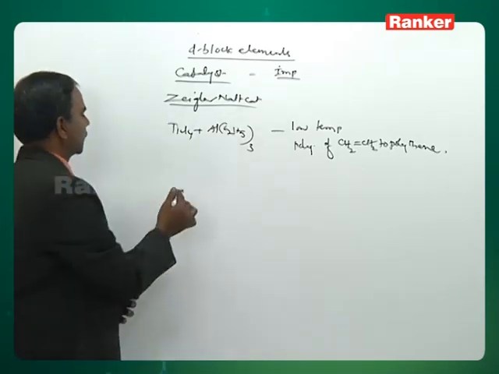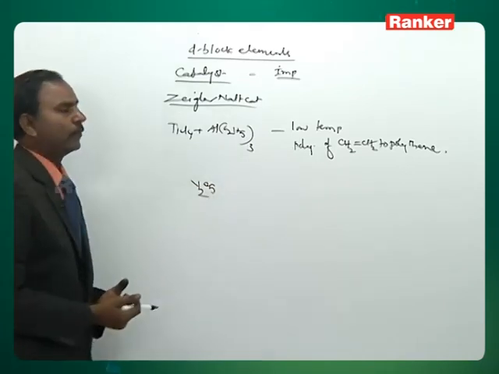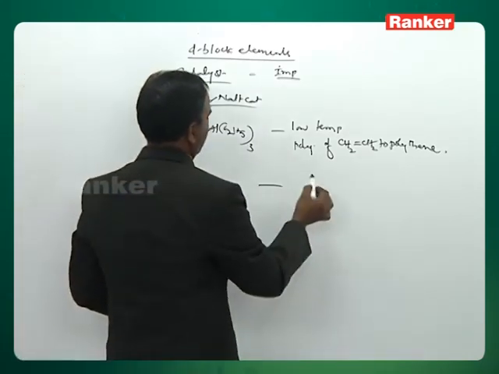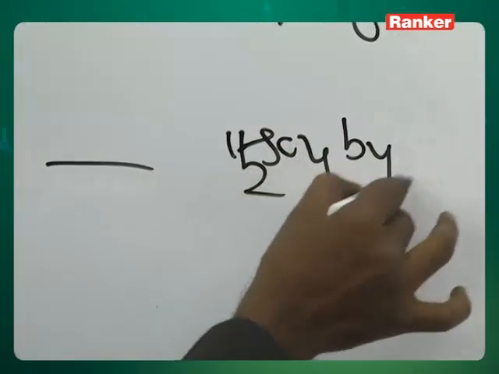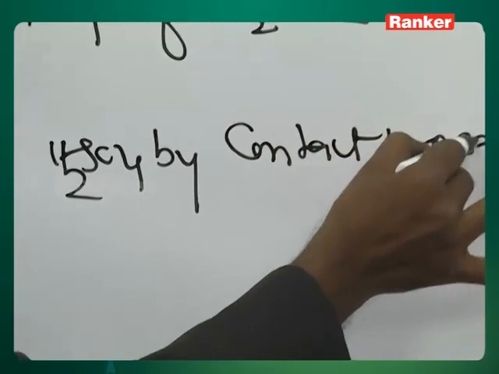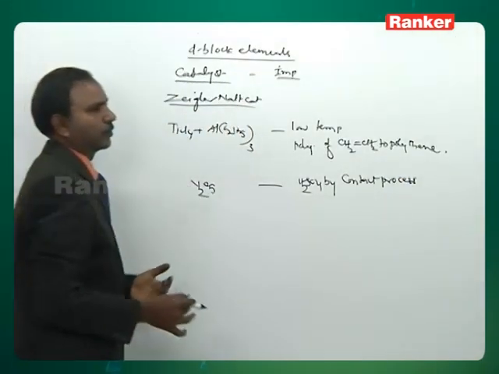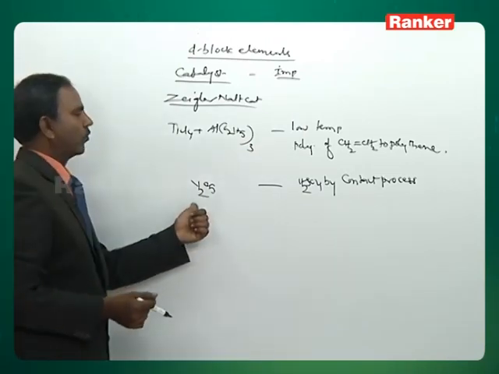Very important catalyst. You might be knowing this particular V2O5. It is used in the commercial manufacture of sulfuric acid by contact process. This is the particular catalyst used. So, Ziegler-Natta catalyst, V2O5.